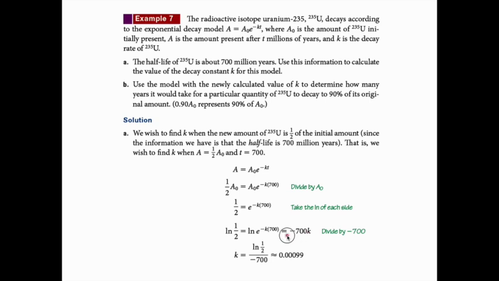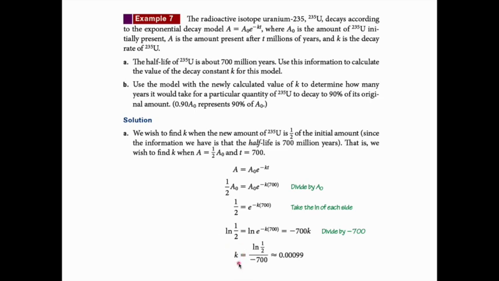So we have negative k times 700 times 1, which just gives me negative 700k. So I have negative 700k is equal to the natural log of 1/2. To solve, we just divide both sides by negative 700. When I divide by negative 700 here, I'm just left with k. On this side, I'm left with natural log of 1/2 divided by negative 700, and that's equivalent to k.